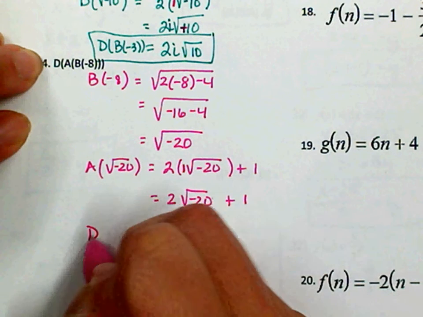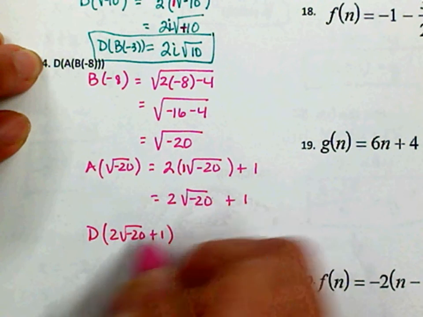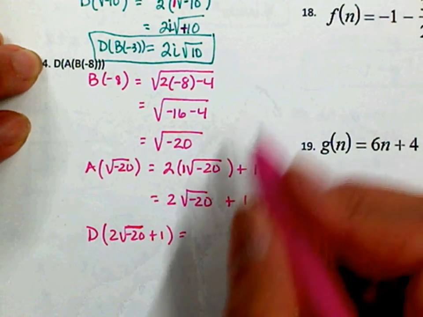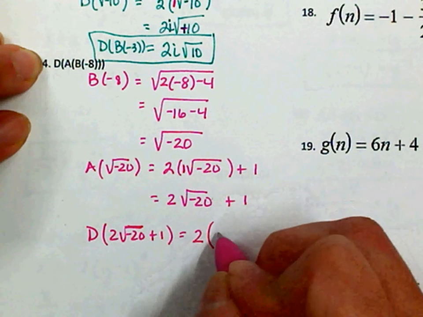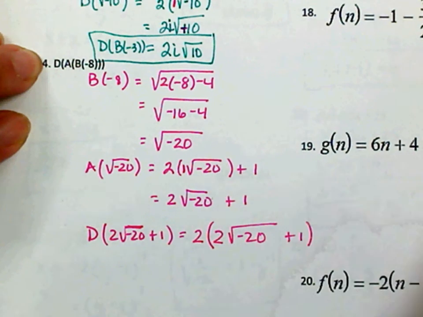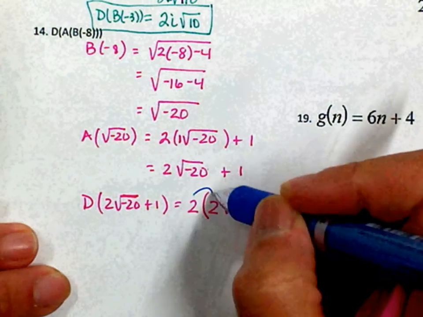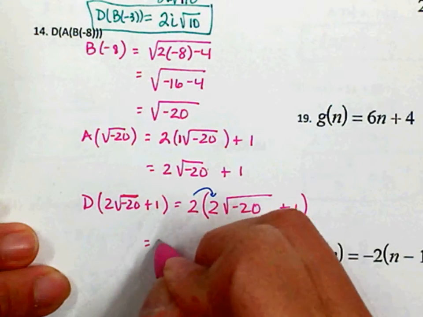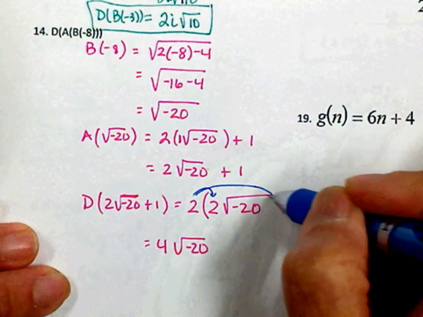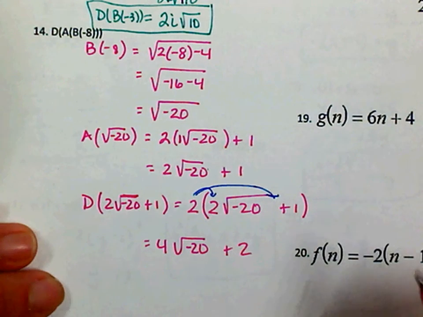Now your new input for d is 2 square root of -20 plus 1. Notice where the line stops. And I'm going to plug that into d. So you got 2 parentheses, 2 times the square root of -20 plus 1. Okay? Simplify, you're going to distribute. 2 times 2 is 4, square root of -20. And 2 times 1 over there is plus 2. All right. We got to simplify this.